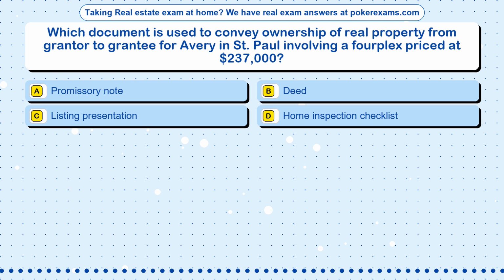Question 22. Which document is used to convey ownership of real property from grantor to grantee for Avery in St. Paul involving a fourplex priced at $237,000? Option A, promissory note. Option B, deed. Option C, listing presentation. Option D, home inspection checklist.